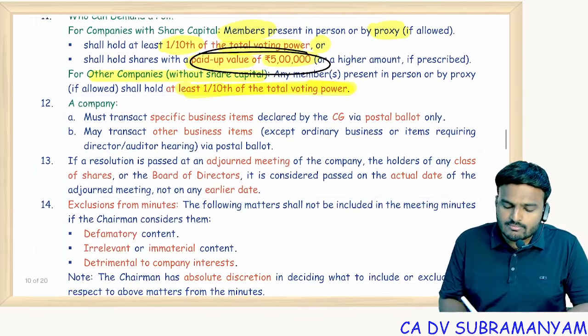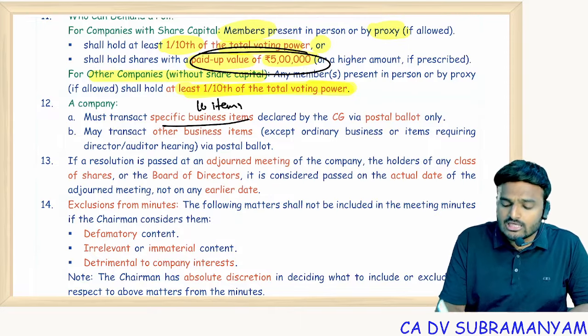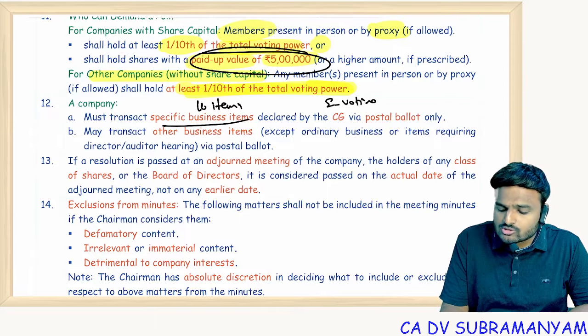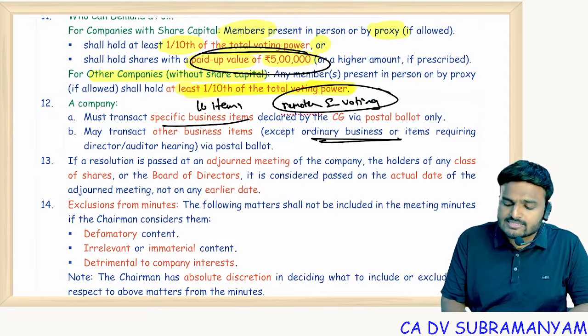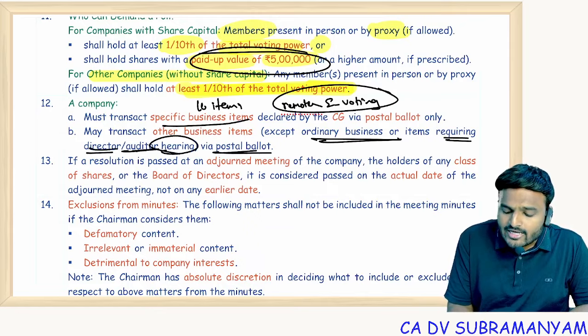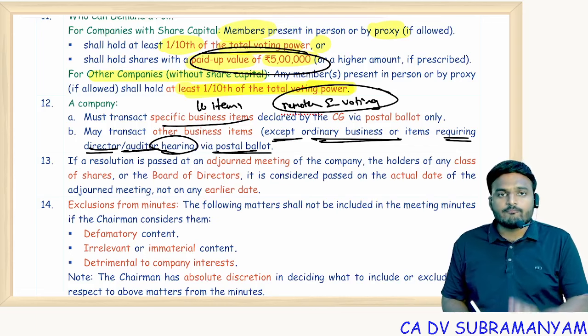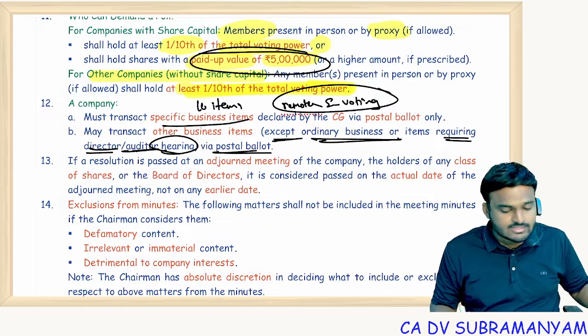Next one, postal ballot. Some 10 items, postal ballot is compulsory. Of course, e-voting alternative is also there. Remote e-voting alternative is also there. But remember, my dear students, ordinary business items and items requiring director auditor's hearing via postal ballot not allowed. Via postal ballot, 6 proposals are not allowed. Let me repeat, 6 proposals are not allowed.